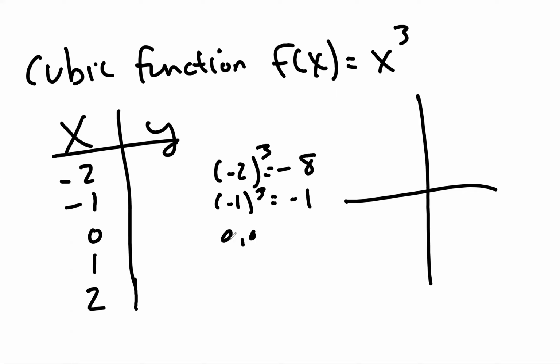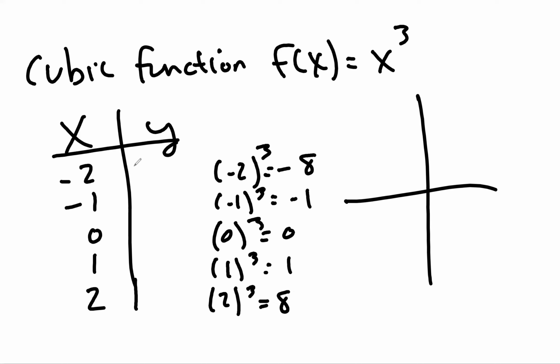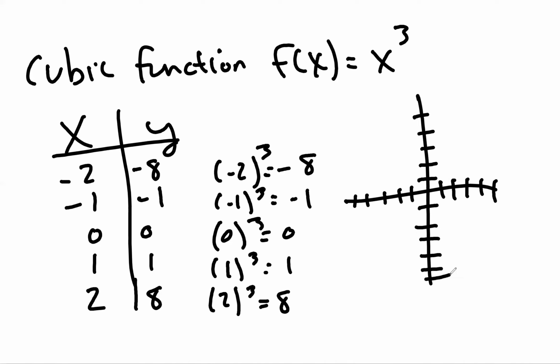I will take the number 0 and I will cube it and I will get 0. And then I will take the number +1 and I will cube it and I will get 1. And then lastly, I'm going to take the number 2 and cube it, which of course will give me 8. And so now I can fill in my Y chart and I will have all of these points that I'm going to come over here and I'm going to graph. Okay, and so now that I have my points, I will graph these and we'll see what x to the third looks like. And so the first point is -2, -8.